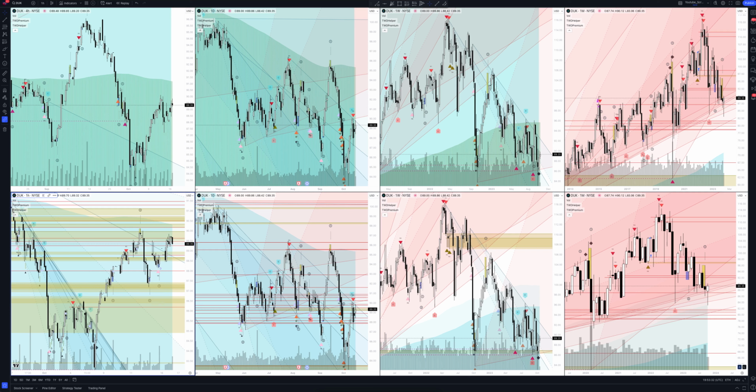Today we will take a look at Duke Energy Corp stock. Let's analyze the market situation and find out how you can make money on it. Let's start.